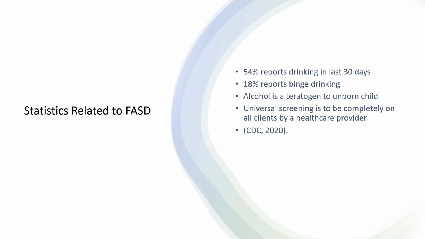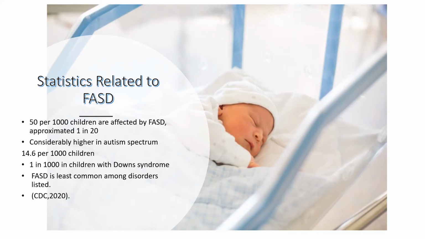Statistics related to fetal alcohol spectrum disorder. 54% reports drinking in the last 30 days. 18% reports binge drinking. Alcohol is a teratogen to an unborn child. Universal screening is to be completed on all clients by a healthcare provider. 50 per 1,000 children are affected by fetal alcohol spectrum disorder, approximately 1 in 20.